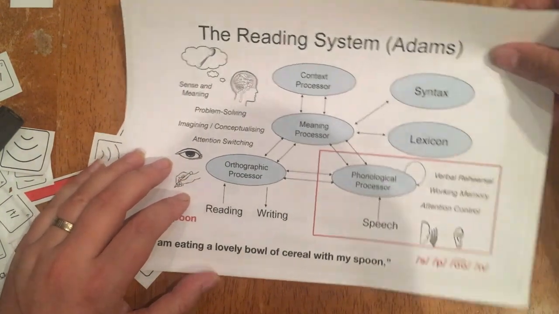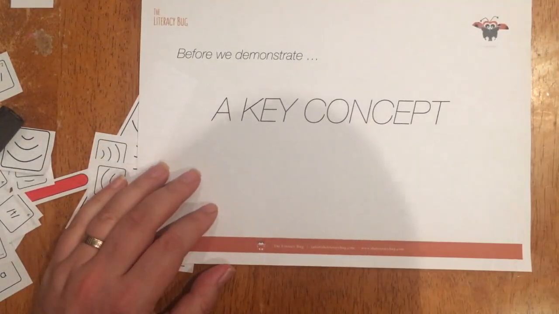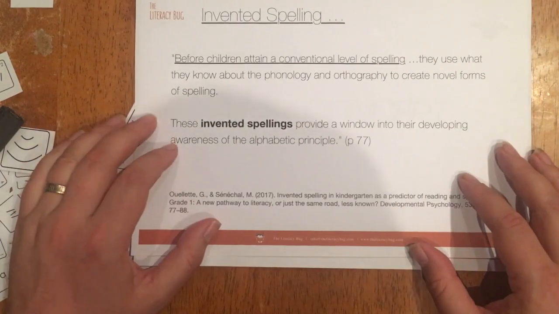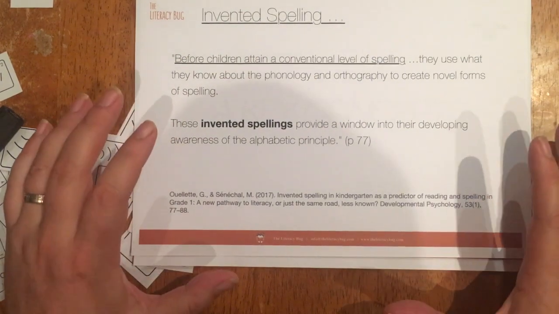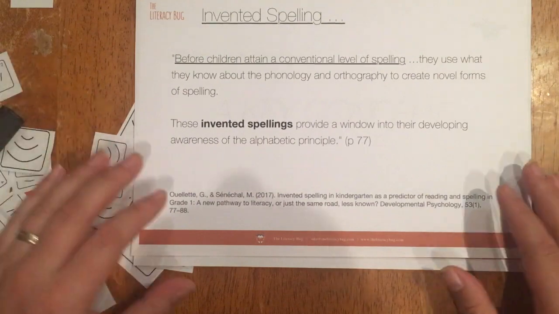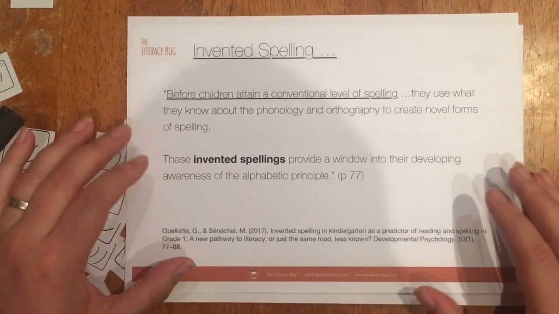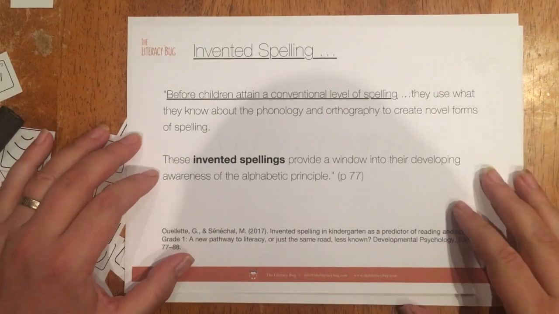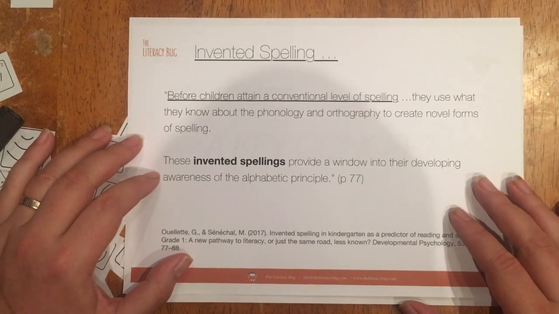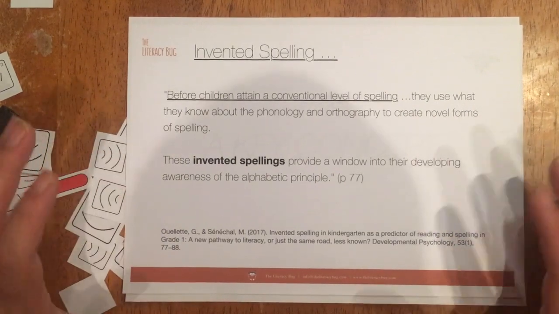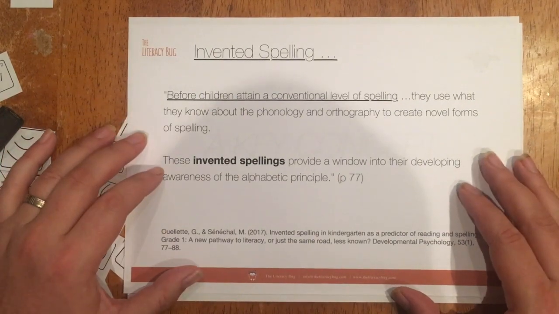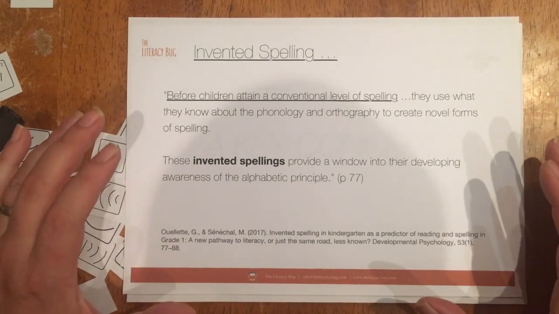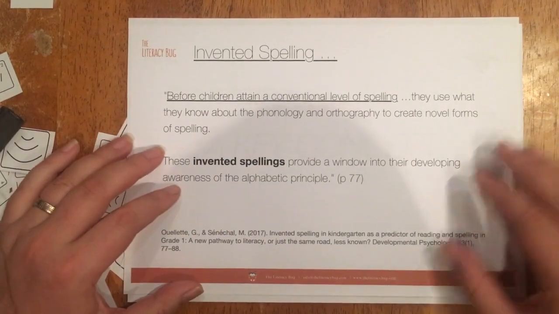Now, a key feature or concept in that is the concept of invented spelling. So, before children attain a conventional level of spelling, which means being able to look up a word in the dictionary, or being able to spell a word correctly for the first time, they need to use everything they know about this phonemic awareness, phonology, and letter knowledge to invent spellings, novel forms of spellings. And so their invented spellings provide a really great window into their knowledge of the alphabetic principle.